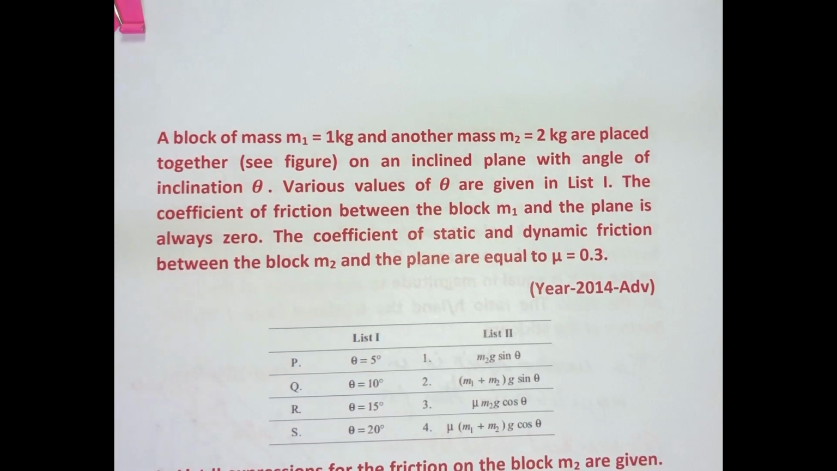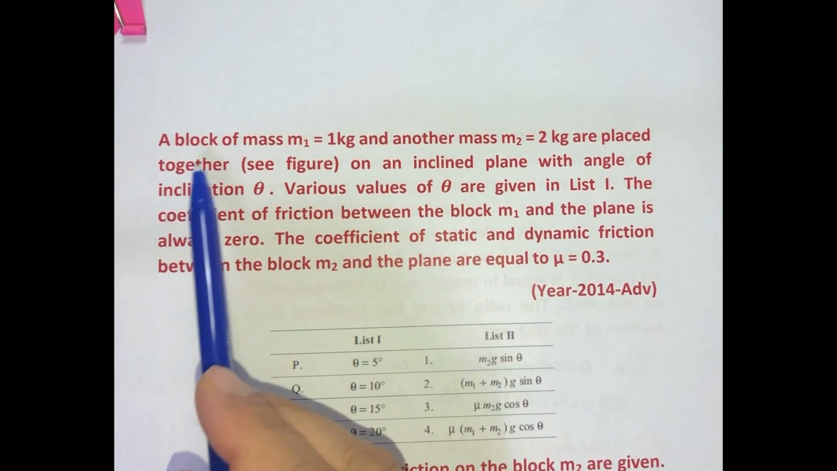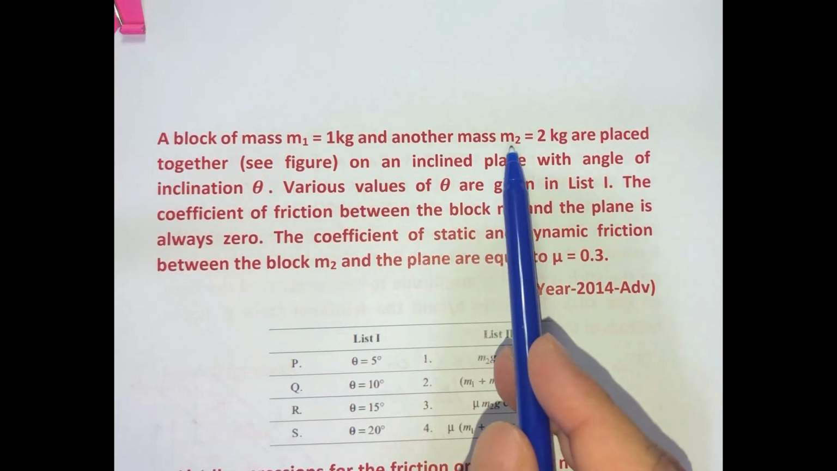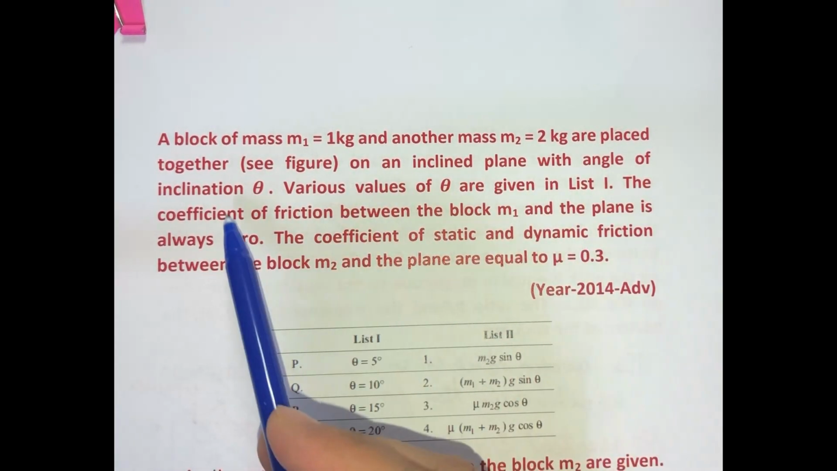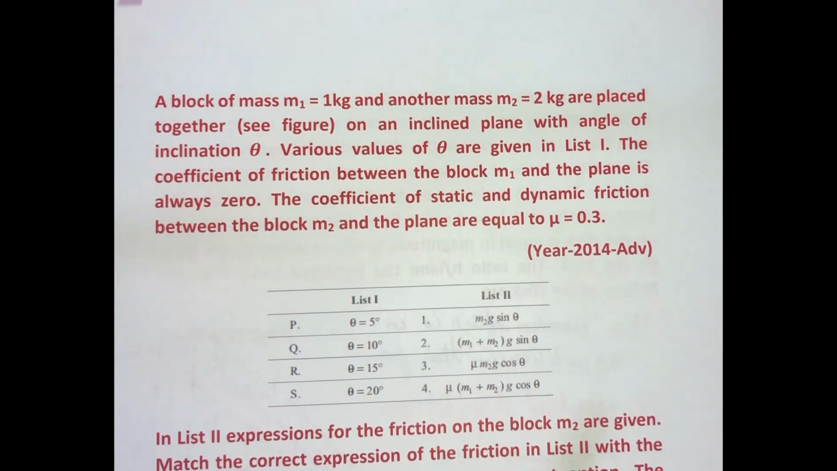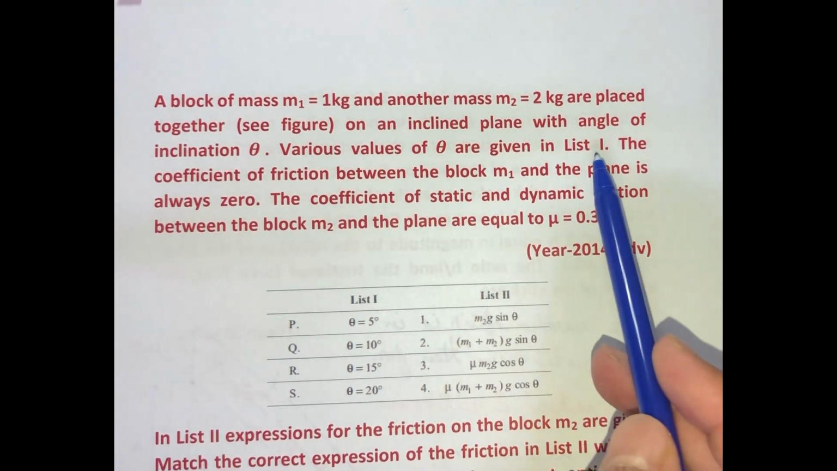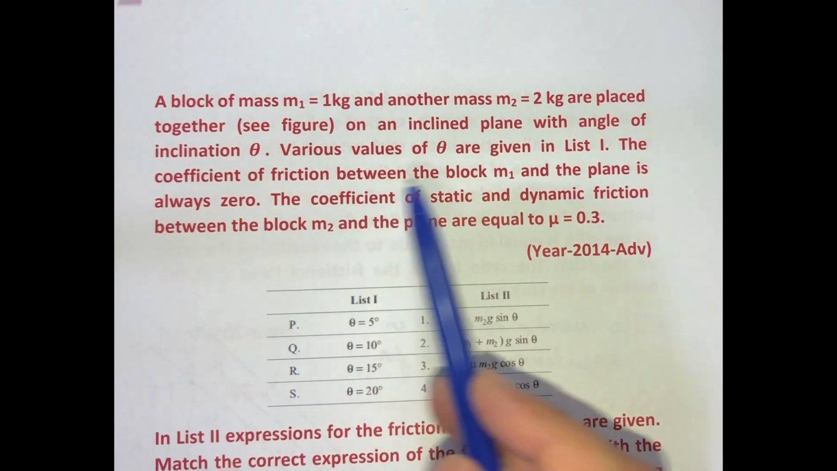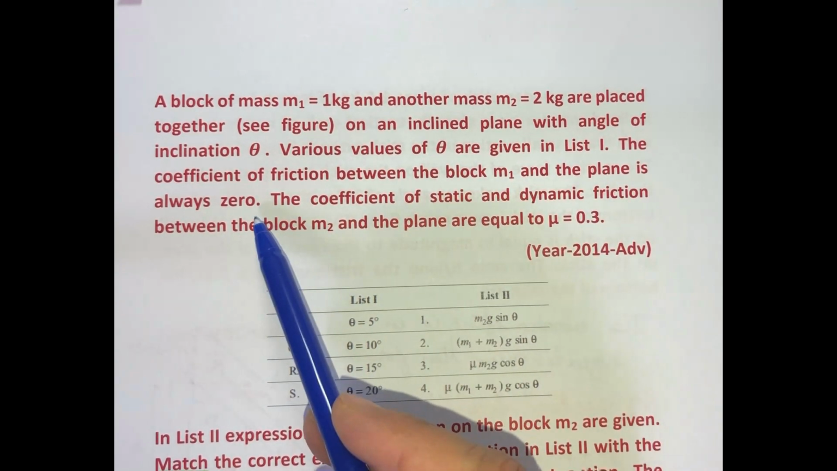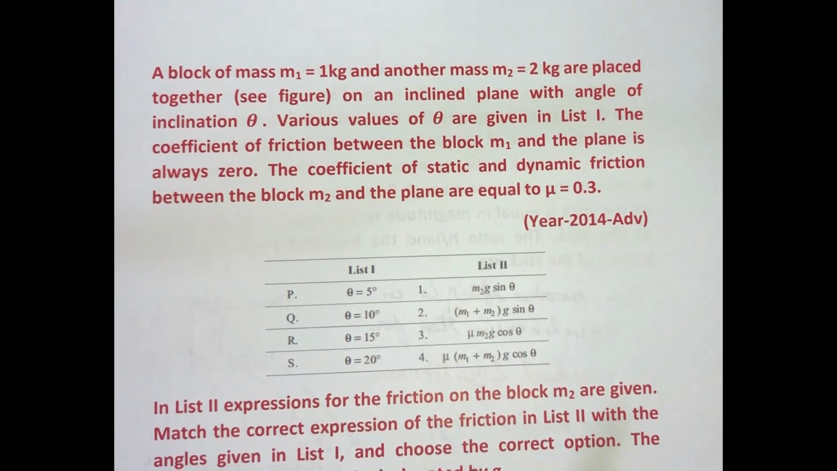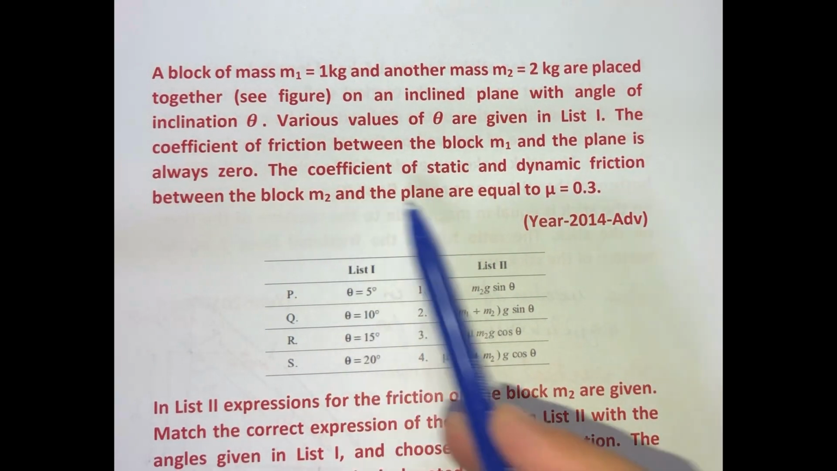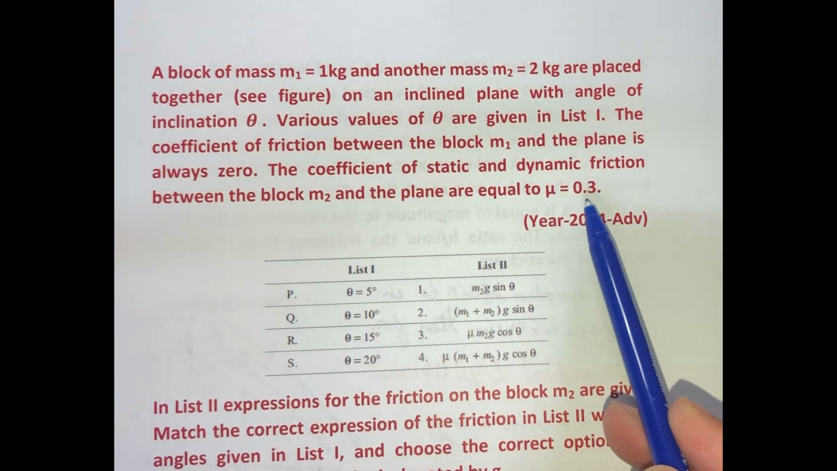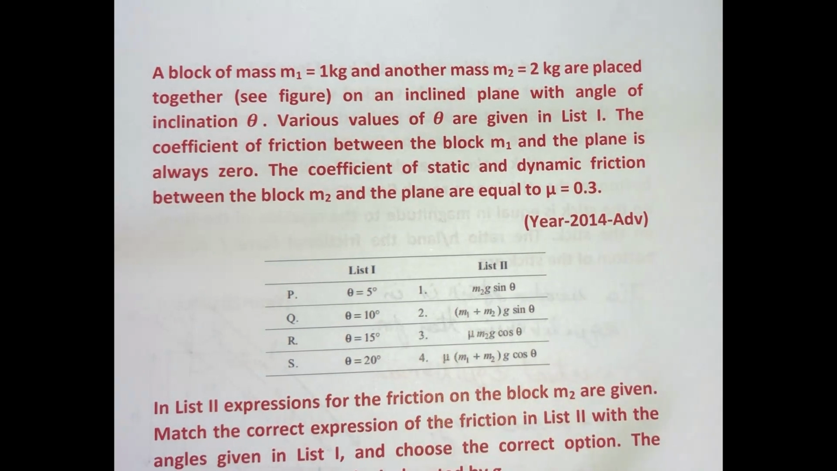Hello friends, in today's question, a block of mass 1 kg and another of 2 kg are placed together on an inclined plane with an angle of inclination theta. Various values of theta are given in list 1. The coefficient of friction between m1 and the plane is always 0. The coefficients of static and dynamic friction between block m2 and the plane are equal to mu = 0.3.